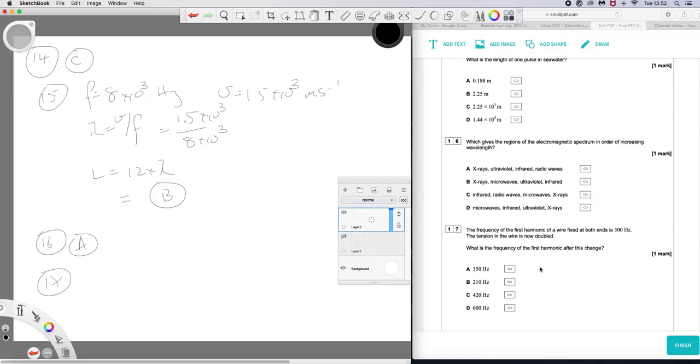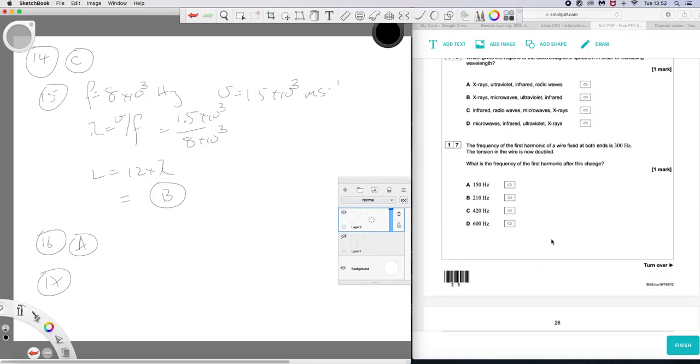The frequency of the first harmonic is that the tension is doubled. Well, if you remember, f is proportional to the square root of the tension. So what we're doing is the frequency is going from f to root 2 times f. So if we do that, we end up with 420.